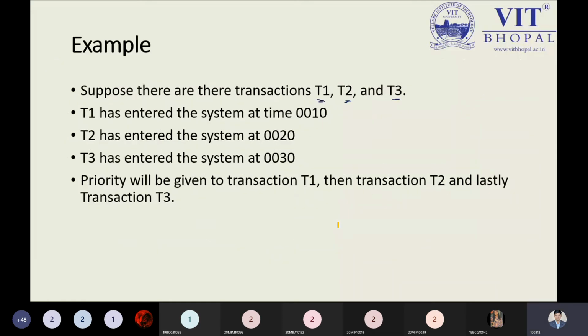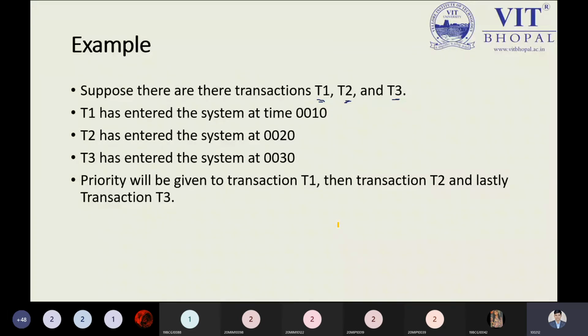I'm taking a simple example from a real life application. Say we have transactions T1, T2, T3. T1 has entered the system at time 0010, just a time for example. Next, T2 has entered the system at 0020, and T3 has entered the system at 0030. So priority will be given to transaction T1, just like giving priority to my grandfather. This is the point we have to keep in mind. Transaction T2 becomes like my father, so the next priority will be given to T2. And transaction T3 came into the system lately, so it is given priority as the last one. So this is a simple example.